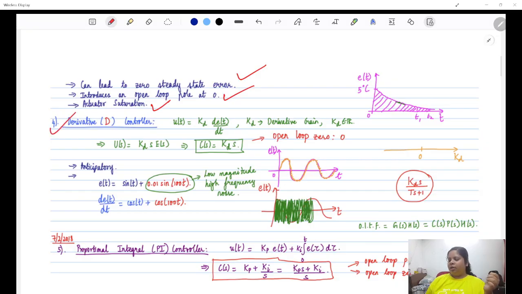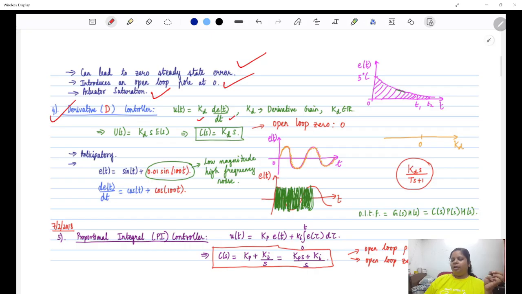So the derivative controller is given by Kd into differentiation of error. You are multiplying with some constant coefficient, and either you are giving your control input proportional to the error, or you are integrating the error, or you are differentiating the error. In this case you can say U(s) is equal to Kd into s into E(s). So your controller is Kd into s. So there is an open loop zero introduced here. Okay. It is anticipatory.